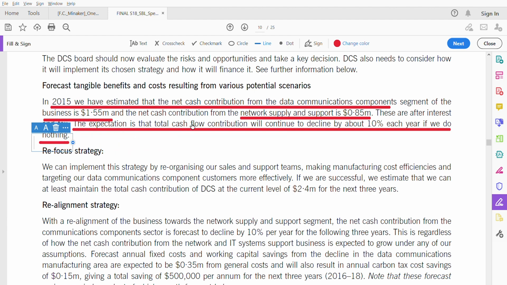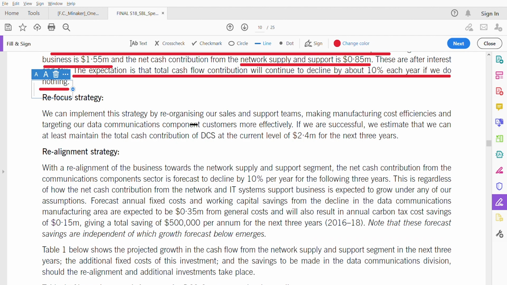Do nothing. Okay, now let's go to the refocus strategy. We can implement this strategy by reorganizing our sales and support teams, making manufacturing cost efficiencies, and targeting our data communication component customers more effectively. So you're using those teams, the sales and the support team, to target the data communication customers, right? If we are successful, we estimate that we can at least maintain the total cash contribution of DCS at the current level of 2.4 million for the next 3 years. So at least maintain the cash of this one.